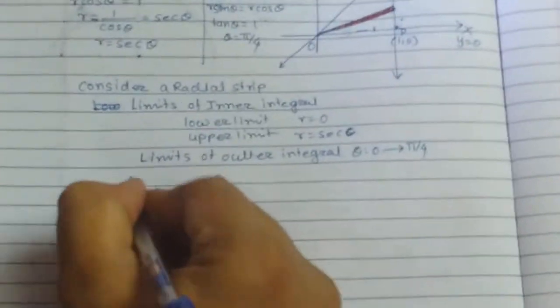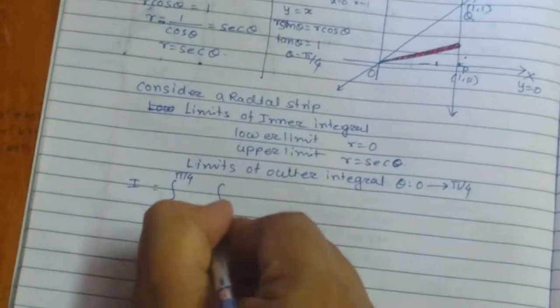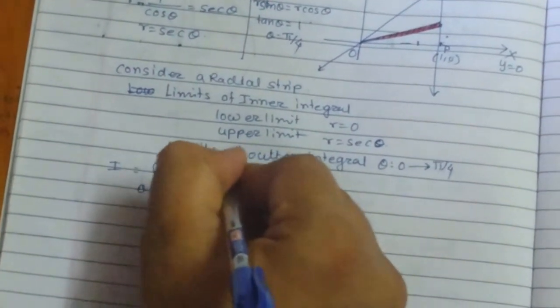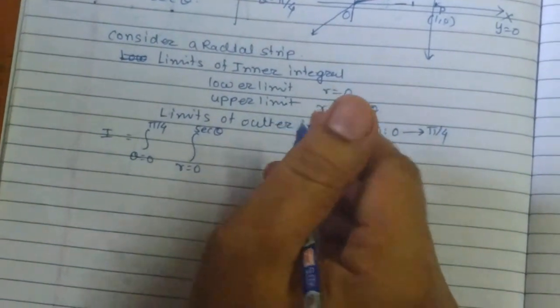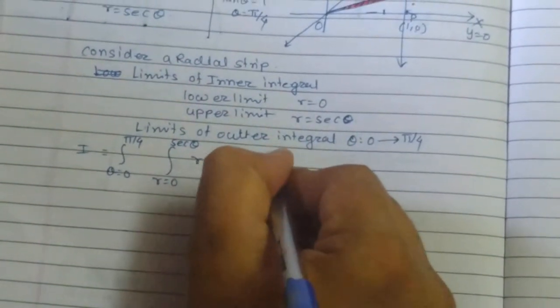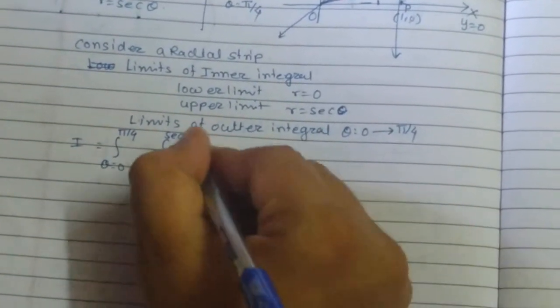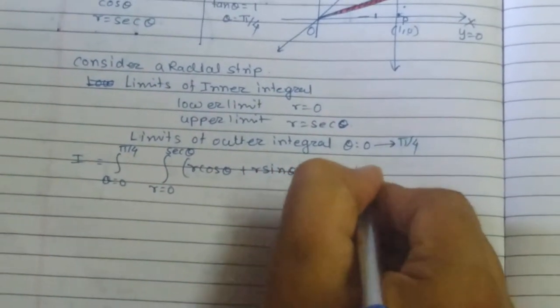Therefore my integral I becomes the integral theta is equal to 0 to pi by 4, integral r is equal to 0 to sec theta, of (x plus y) dy dx, where x is replaced by r cos theta, y is replaced by r sin theta, and dy dx or dx dy is replaced by r dr d theta.